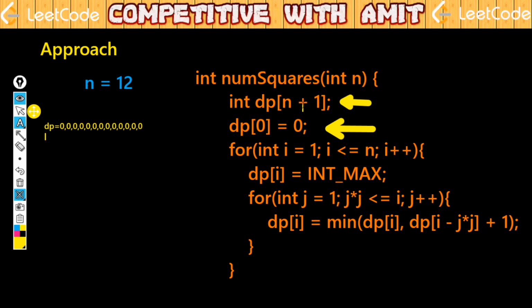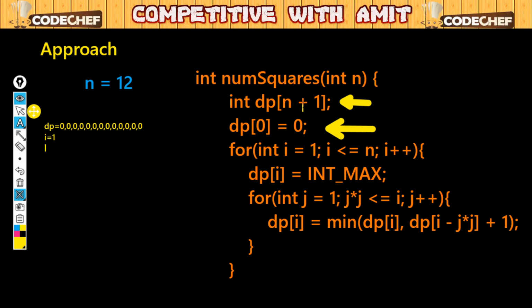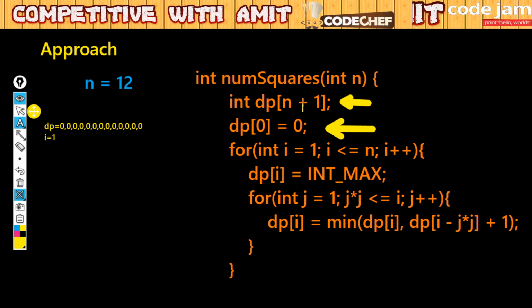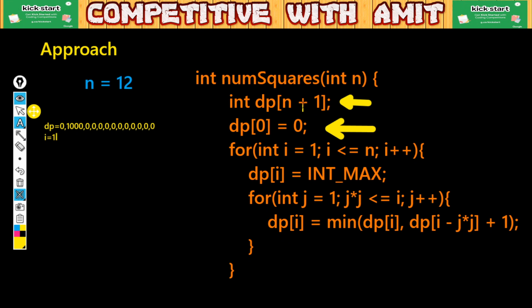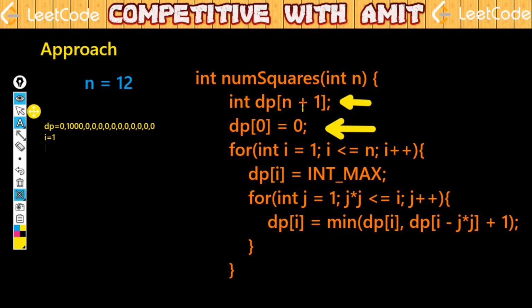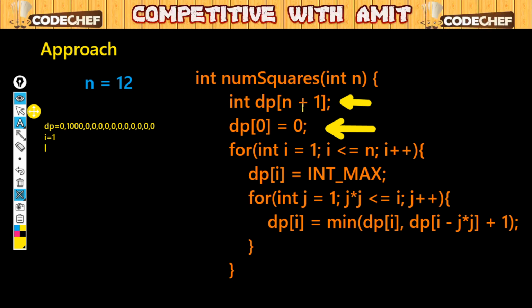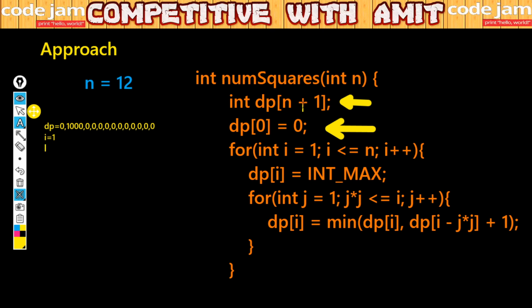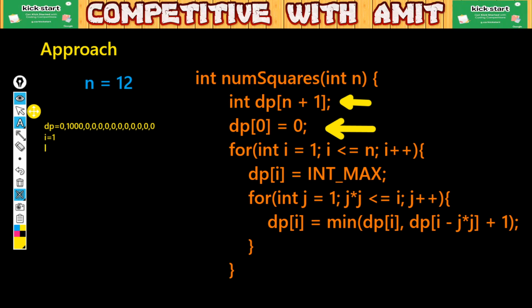Now after that, I'll iterate from i equals 1 to n. So initially i equals 1. Now I'll initialize dp's i index with some max value. Suppose in this case I'm taking 1000. Now after that, I'll iterate over all the values for which the square j into j exists. What I'm trying to say is I'm iterating over all the perfect squares from 0 to i. So in this case we have only one value, 1. So we'll iterate over this 1 only.